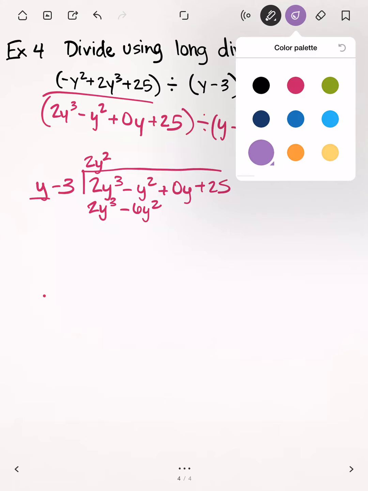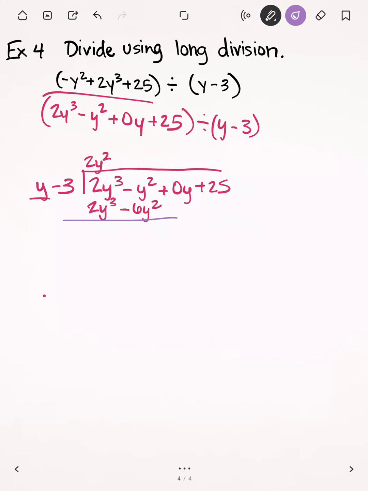Change the color of the pen. Draw the line. Change your signs. I told you that would be your favorite saying in this video. So 2y cubed minus 2y cubed, those cancel out. A negative y squared plus a 6y squared, that is a 5y squared. You bring down that 0y. That's just a 0 as a placeholder, but it has to be there.